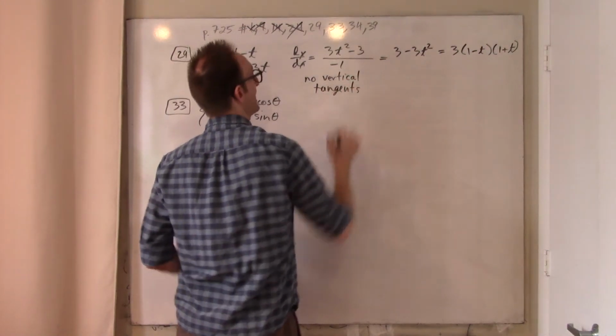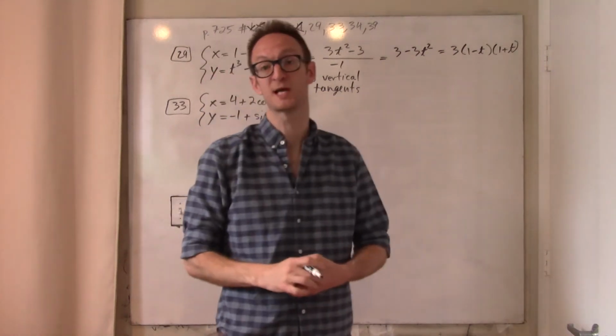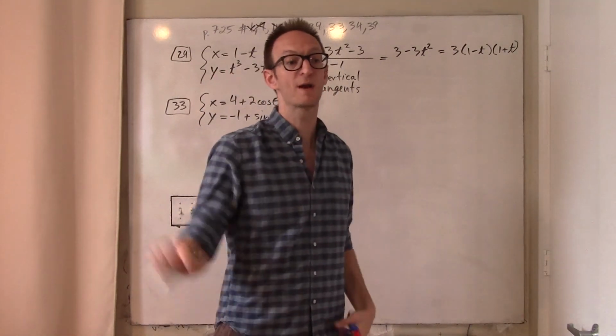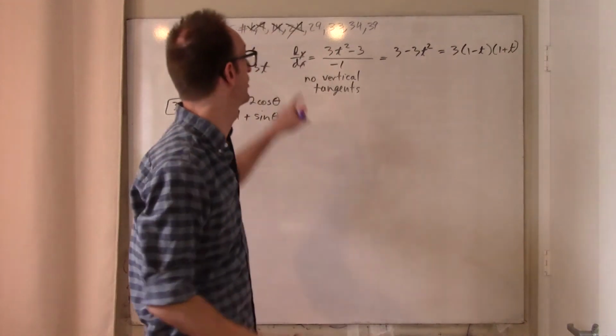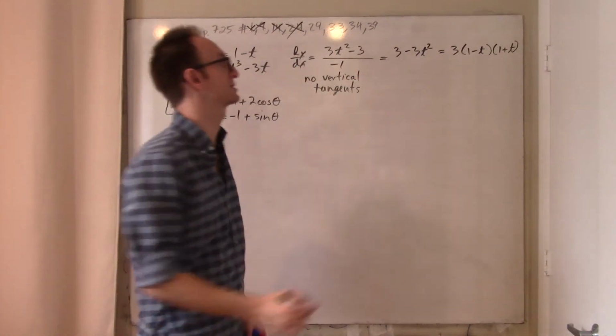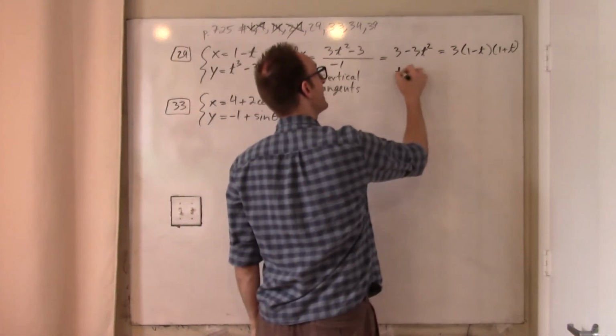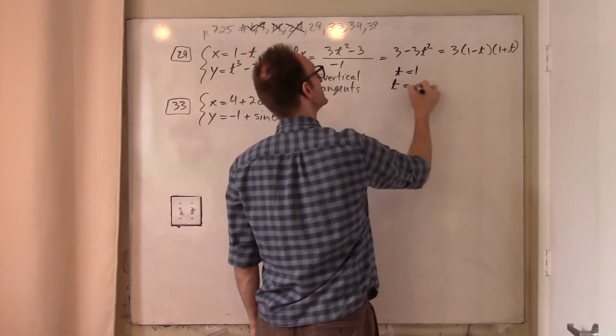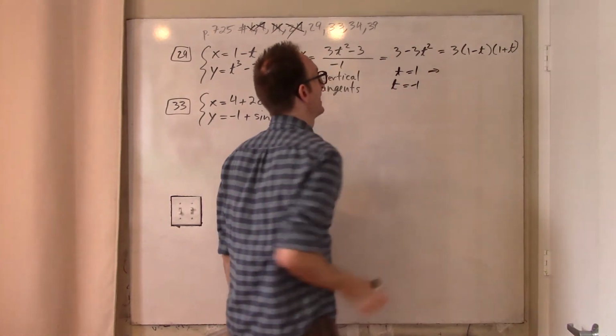And when am I going to have a horizontal tangent? Well, I'm going to have a horizontal tangent to this parametric curve whenever the slope of the tangent line to the curve is 0. And since this is the formula for the slope of the tangent line to the curve, we see that this happens at t equals 1 and t equals negative 1. And I guess that's all I have to do.